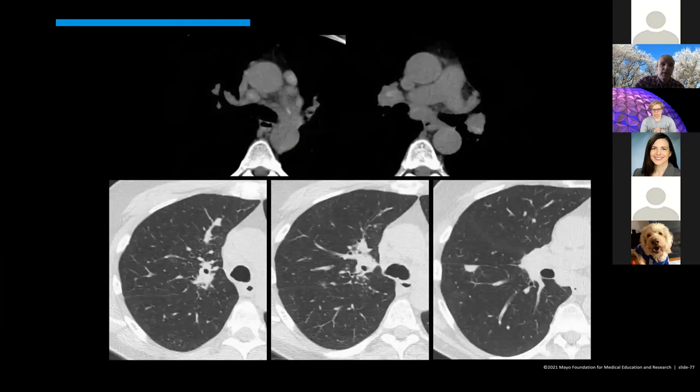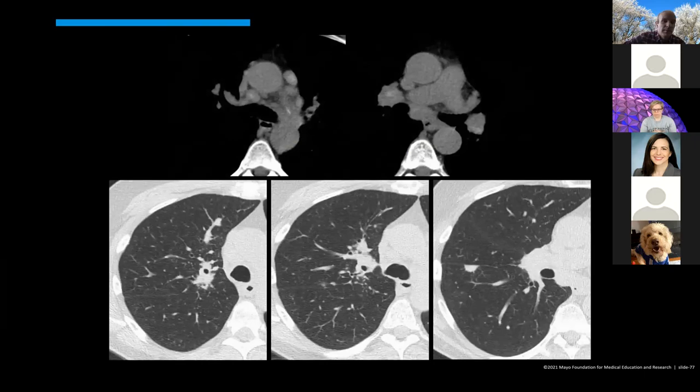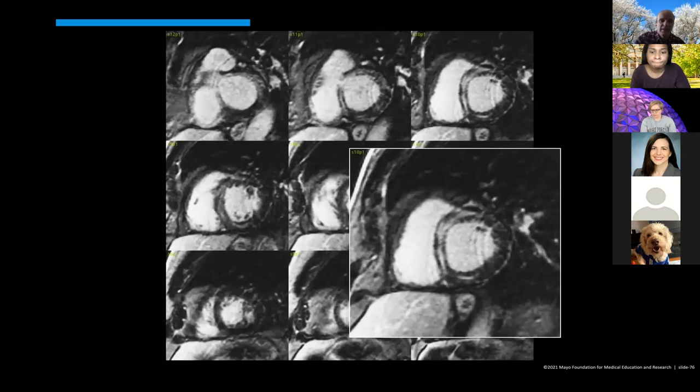So the correct answer would be you would do a CT of the chest to look for pulmonary sarcoidosis. And this is a very nice example, chest CT findings of pulmonary sarcoid, where you have these hyperdense mediastinal and hilar lymph nodes, and then you have perilymphatic nodules in the right lung, right next to the vessels and along the major fissure. So this is a patient with pulmonary sarcoidosis and cardiac sarcoidosis.